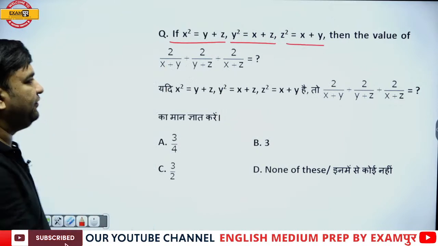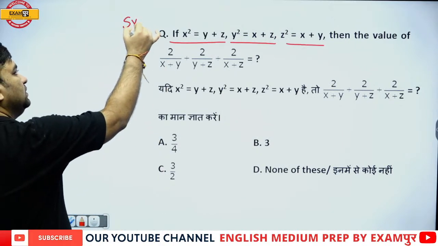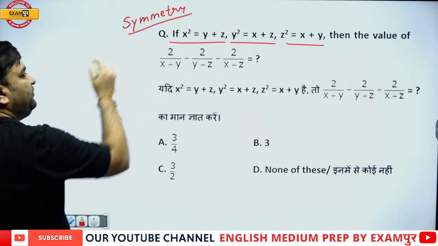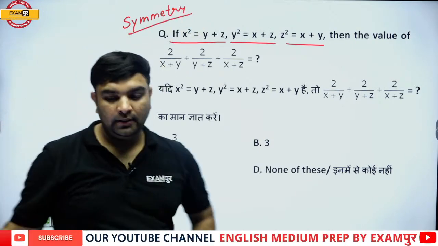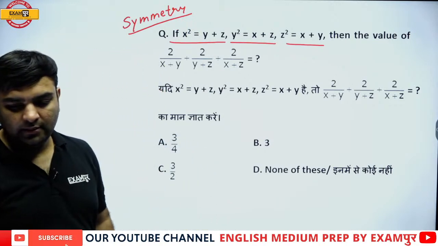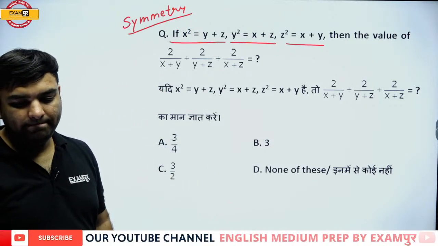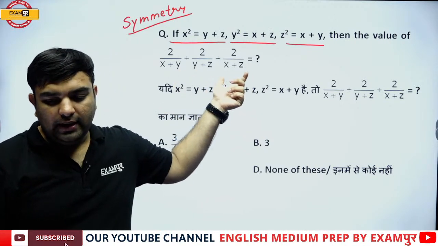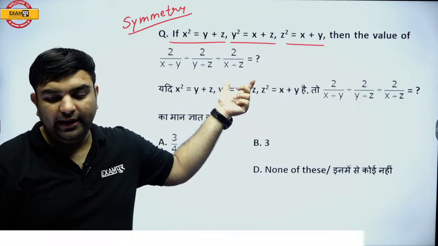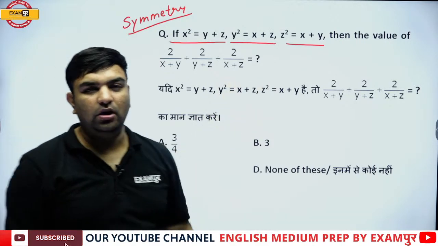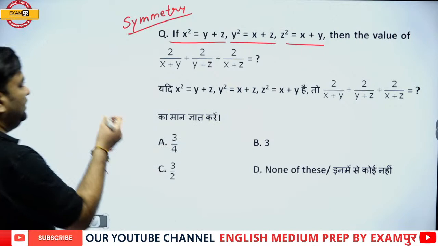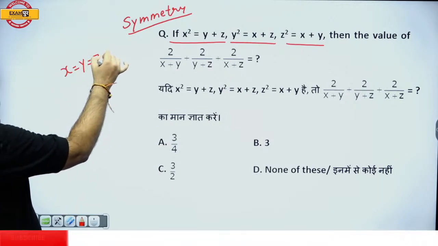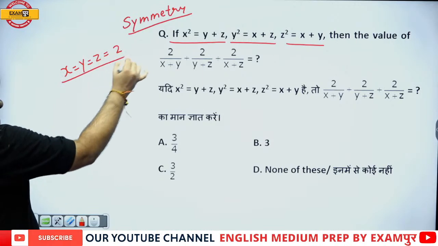This is called symmetry. If you can identify that x is equal to y is equal to z is equal to 2 is satisfying all the 3 equations.